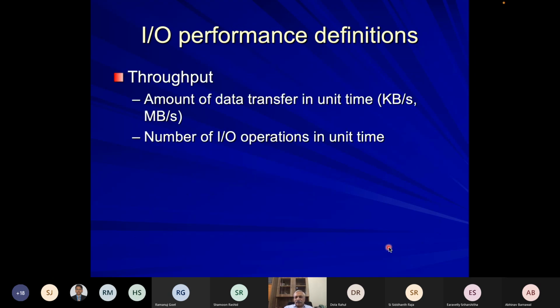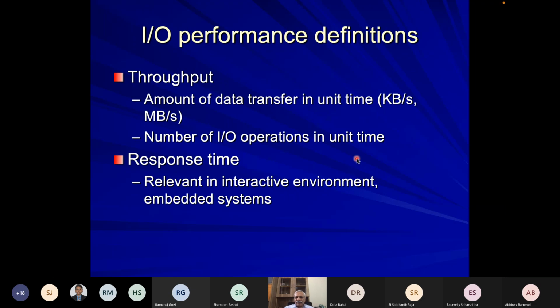There could be, again, different definitions for IO performance. It could be throughput related or in terms of response time. Okay, so time related or speed related. You could talk of data transfer in terms of kilobytes or megabytes per second, or total number of IO operations. Each operation would involve certain data transfer.